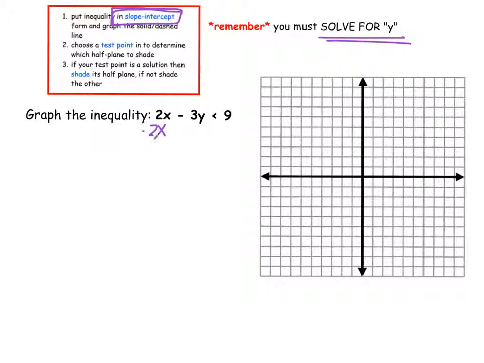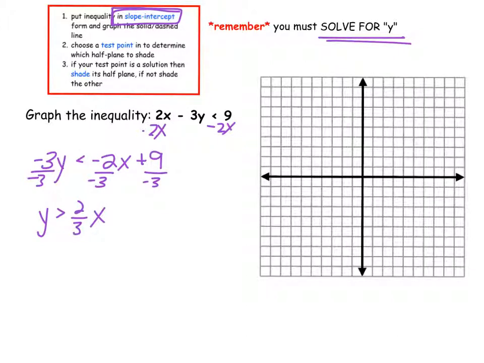By subtracting 2x on both sides, I get negative 3y is less than negative 2x plus 9. I'm going to divide all of my terms by negative 3. And remember, when you divide by a negative in an inequality, you have to flip your symbol. So I have y is greater than 2/3 x minus 3.